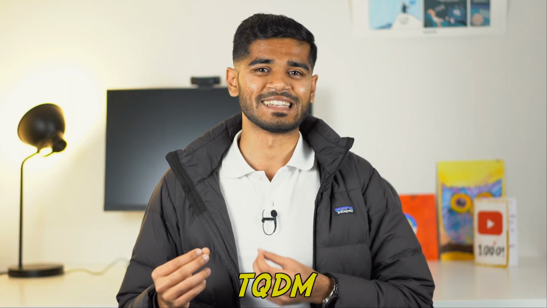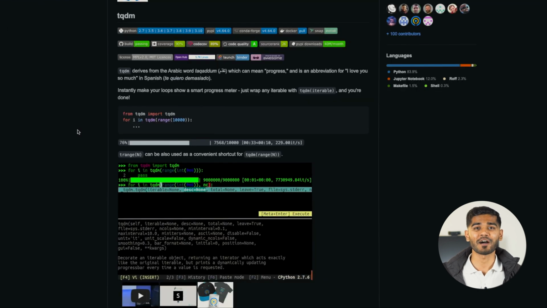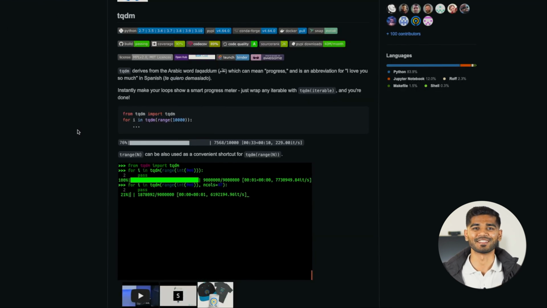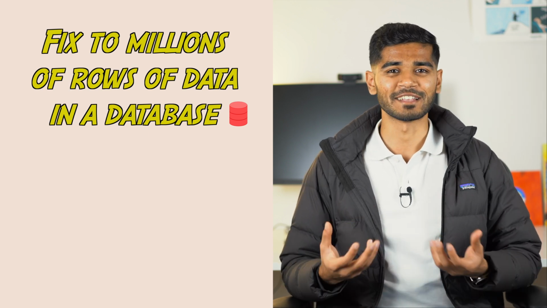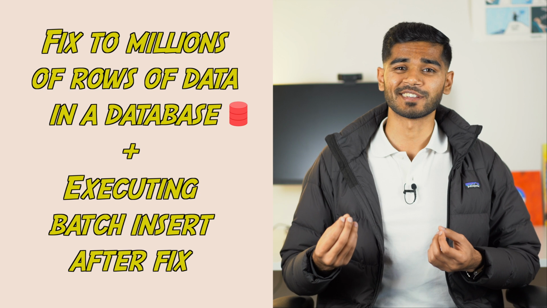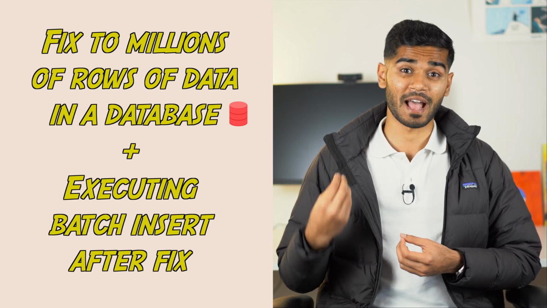Let's start off with a personal favorite, TQDM. TQDM is a very simple library. It is a progress bar for your processes in Python, and it's an absolute game changer. As a data scientist, there'll be many occasions where you'll need to run lots of processes over a long period of time. An example of this process could be implementing a fix to millions of rows of data in a database and then executing a batch insert to update those rows after some transformations or some calculations.